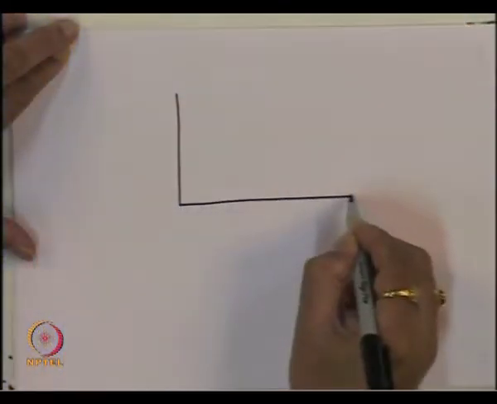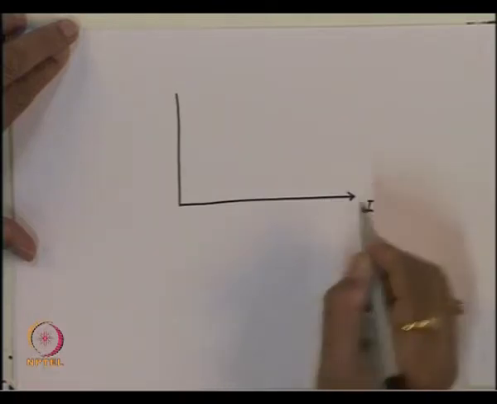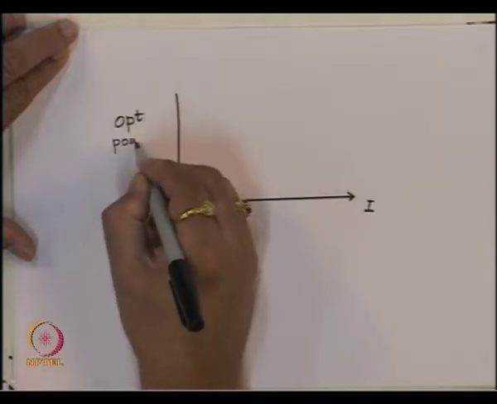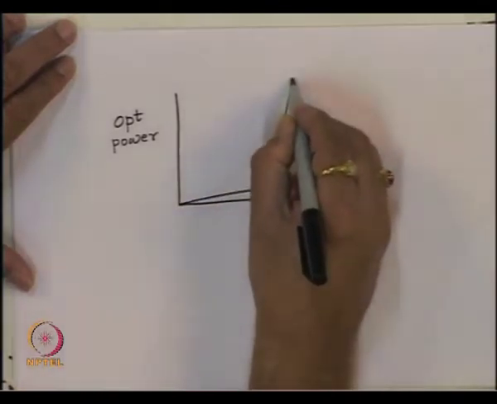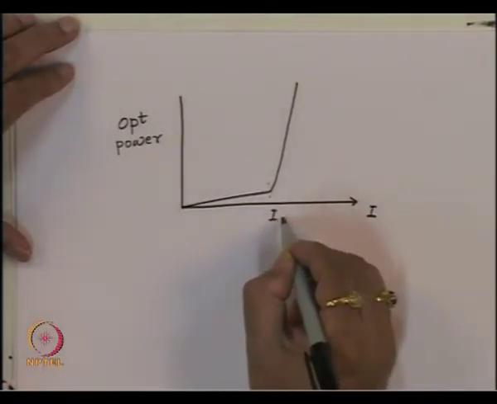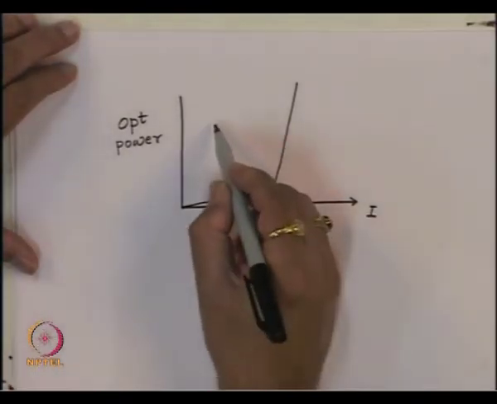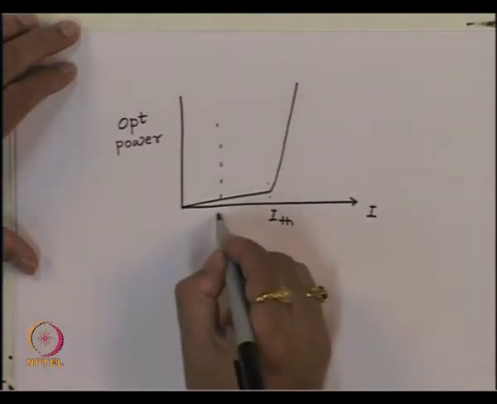So, now the idea is as follows. Suppose I consider this is the current I and this is the optical power. The characteristic is like that, and this is the threshold current, which is ITH. And let us say we had biased this device at this value, which is IB.